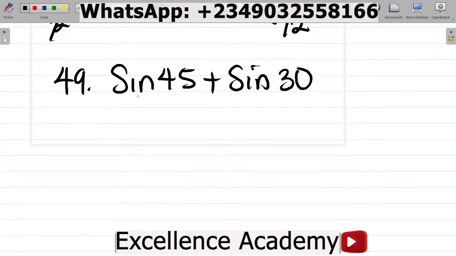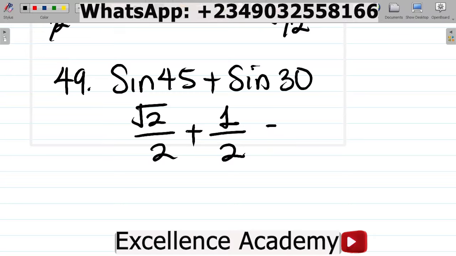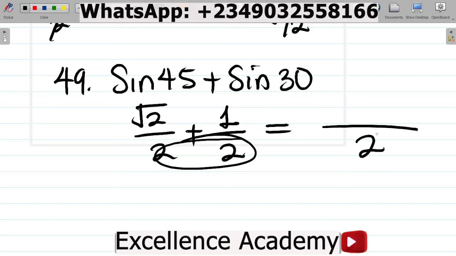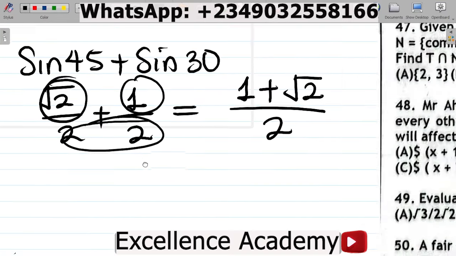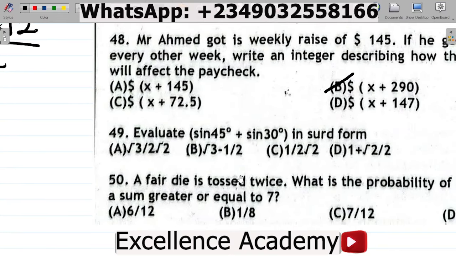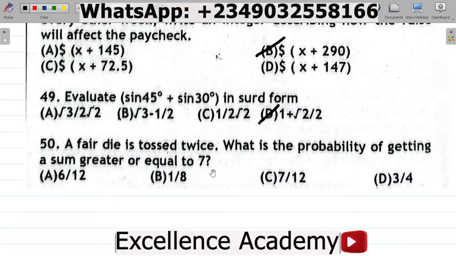Now, you want to know that sine 45 is the same thing as root 2 all over 2, plus sine 30 is 0.5. That's 1 over 2. And if you have this, how do you solve this? Of course, I have the same denominator. So we'll take the number first. The number there is 1, plus we'll take the surd, that becomes root 2. So my answer there is 1 plus root 2 all over 2. That's option D. That's it. All right, next up, question 50.